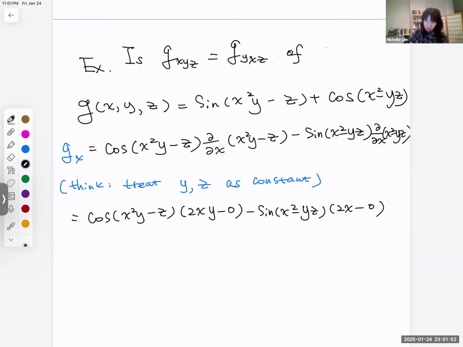Yeah. Okay, so we have a 2xy cosine x squared y minus z minus sine x squared, oh, 2x there, right?